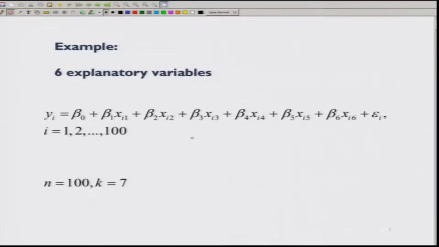Right. Okay. So, now you can see here that we are considering a linear regression model with 6 explanatory variables, which are denoted by x1, x2, x3, x4, x5 and x6, and based on that we have written this model. And we are considering here 100 observations, so n is equal to 100, and the number of independent variables including the intercept term, that is k, is 7.